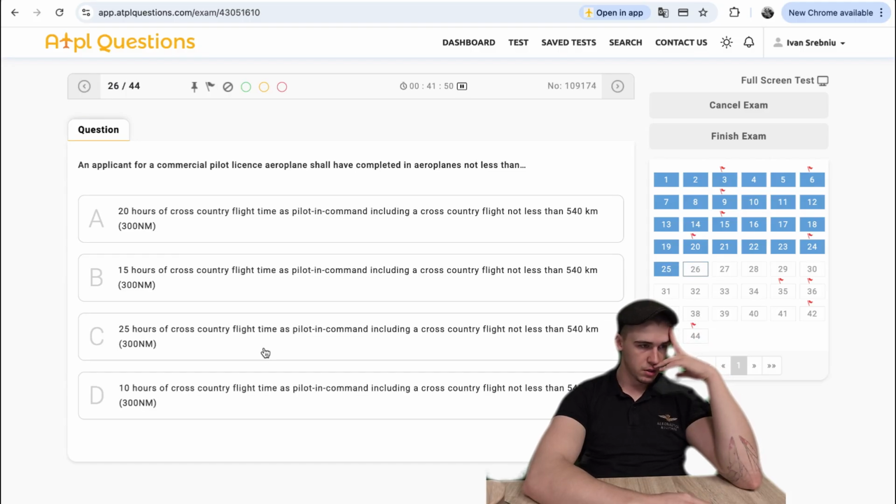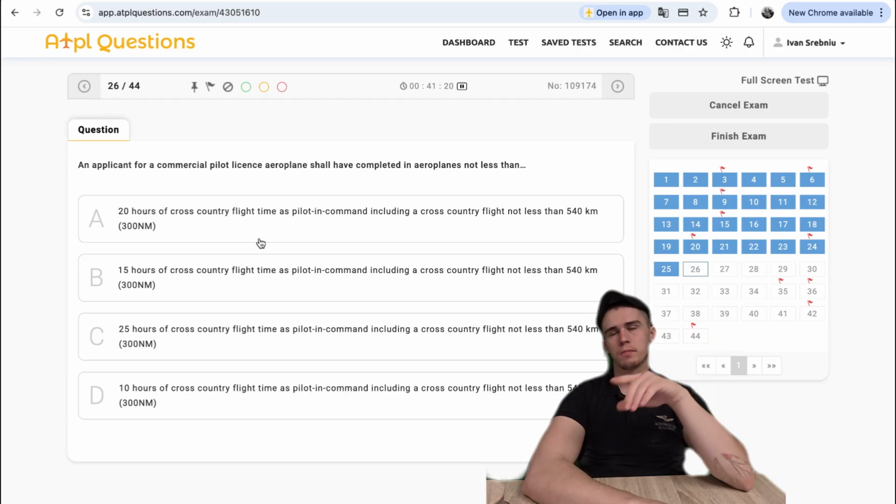An applicant for a commercial pilot license airplane shall have completed in airplanes not less than cross country for 300 nautical miles. Or 20 or 15. I forgot. I answered.